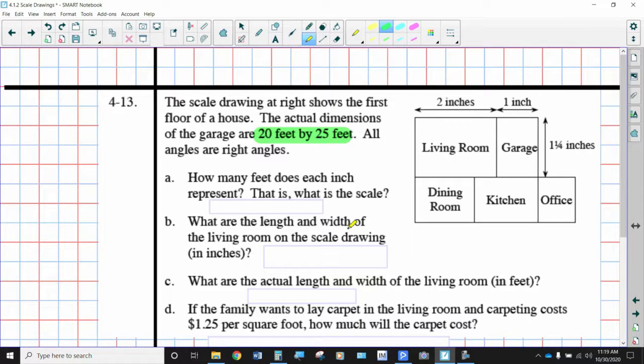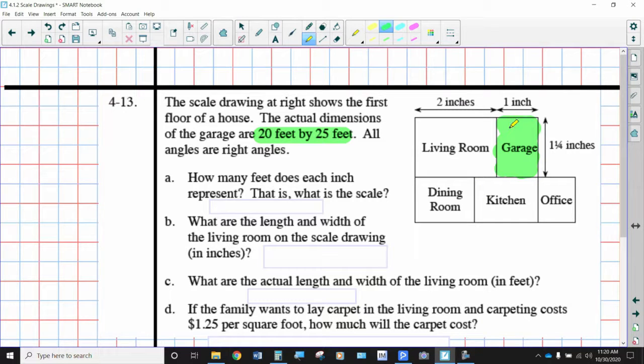So all angles are right angles. That's important to know, because these are going to be rectangles, and so we're going to use the area formula, base times height, to figure out the areas. So based on this piece of information, what does it say the actual dimensions are? Oh, that's the dimensions of the garage. This right here, it's not the house, it's the garage that is 20 by 25 feet.